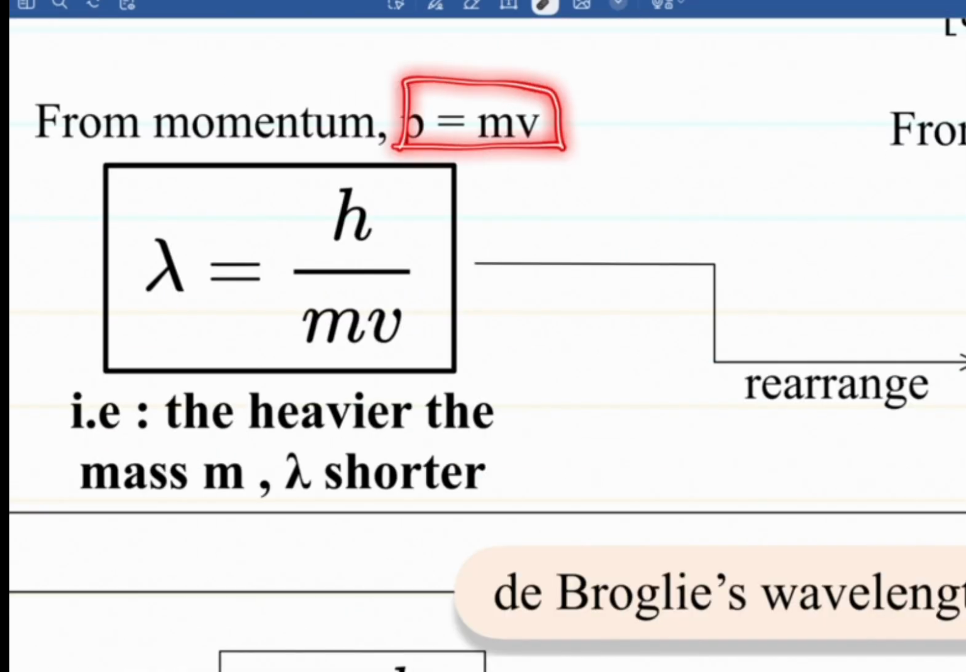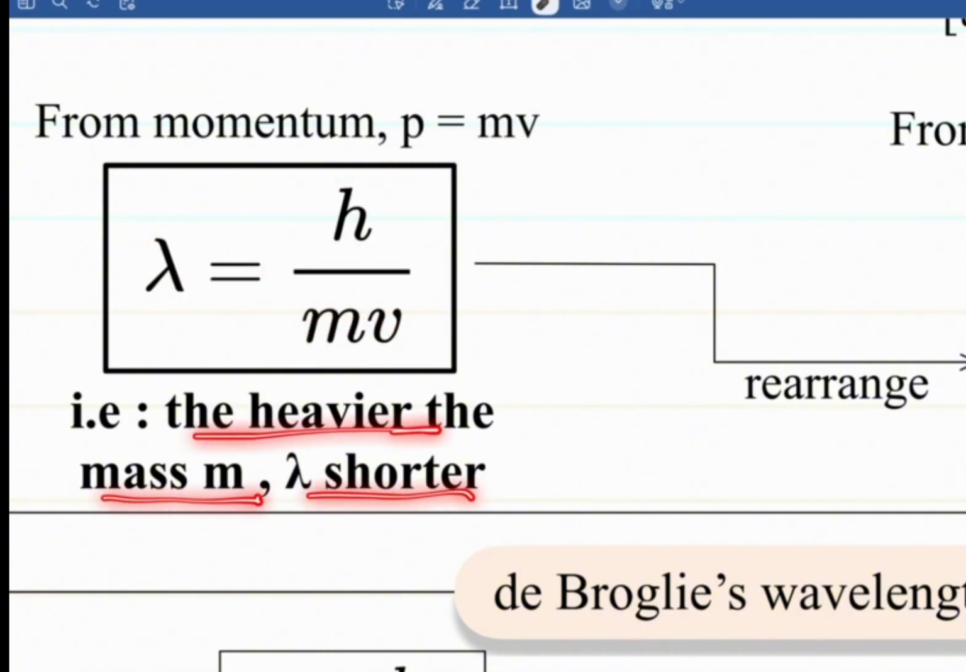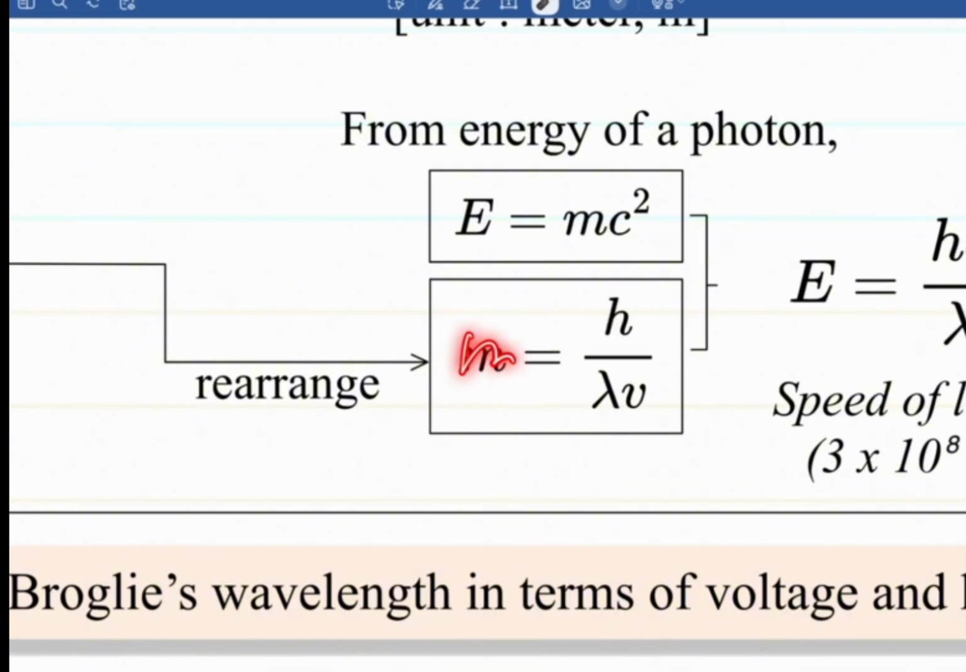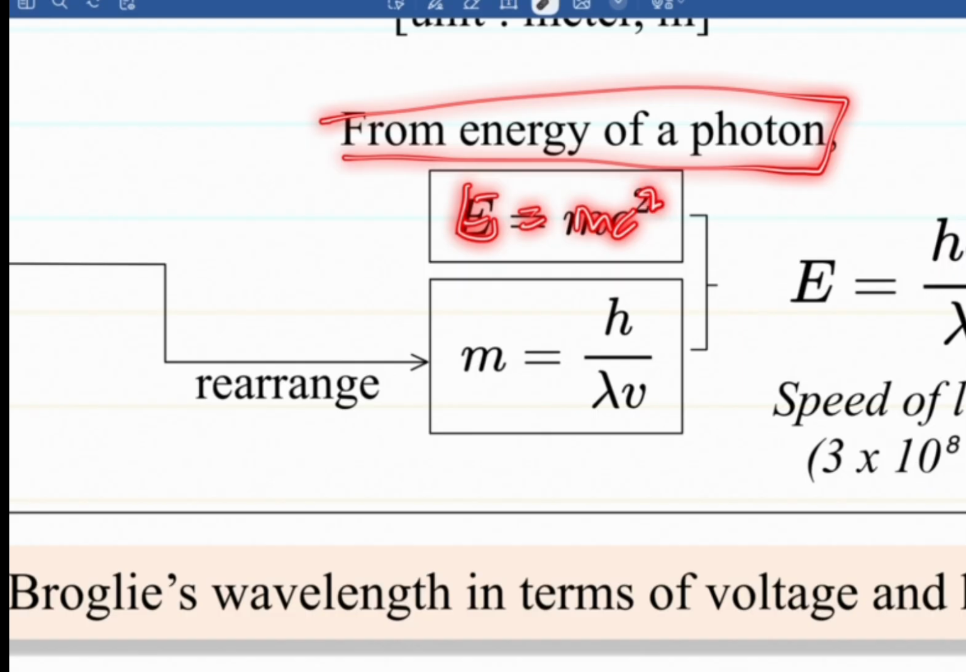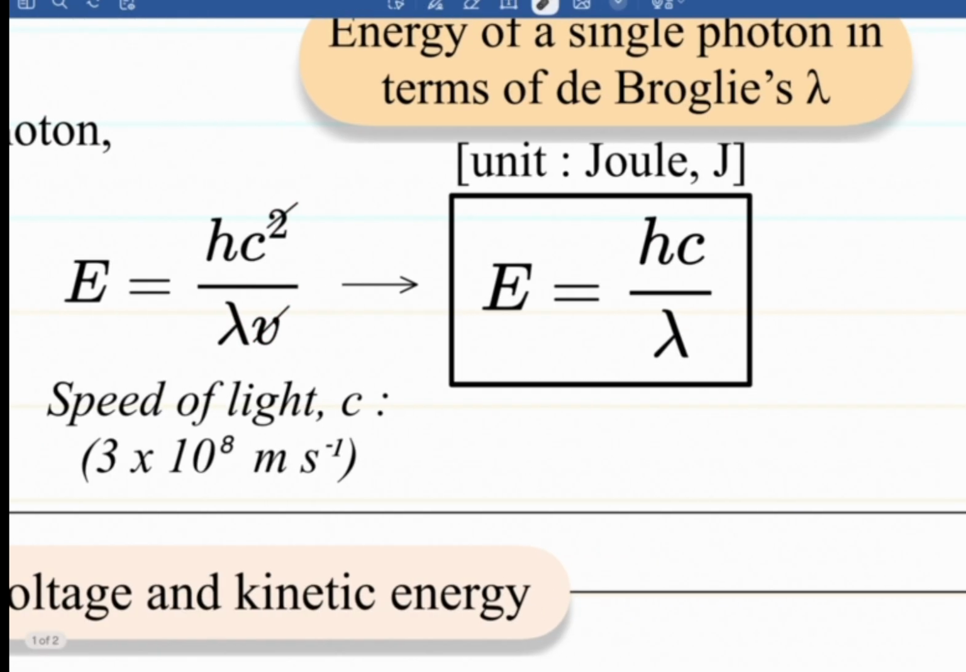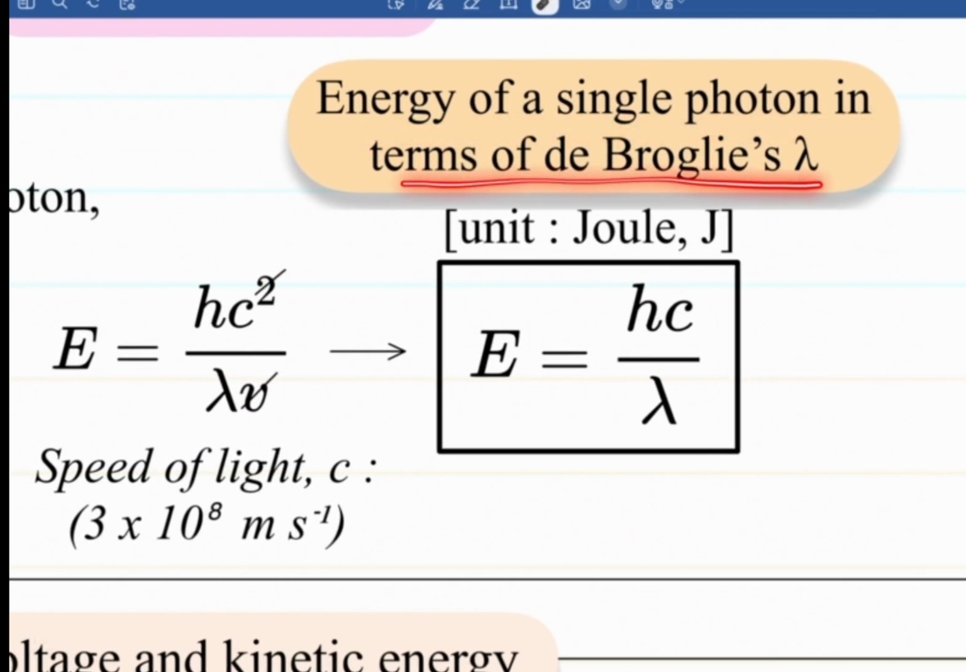From momentum p equals mv, lambda we can expand to equal h over mv. It shows that the heavier the mass, the shorter the lambda, or the faster the mass, the shorter the lambda. And then we're going to do some rearrangement where we use mass as the subject, m equals h over lambda v, and from the energy of a photon, we combine E equals mc squared with the mass from earlier, and we get E equals hc squared over lambda v. And because c is the speed of light, 3 times 10 to the power of 8 meter per second, we can cancel the v from earlier. And we got the energy of a single photon in terms of the de Broglie wavelength, E equals hc over lambda, where the unit for E is joule.